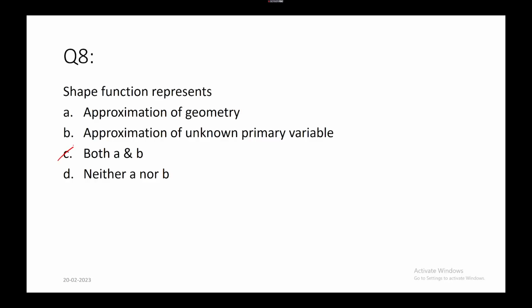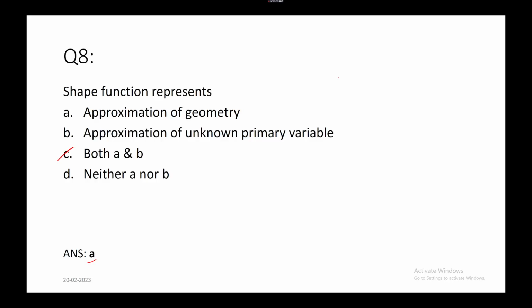Actually, this question is ambiguous. In some cases they consider it only for geometry, and in some cases they consider both the approximation of geometry and the unknown primary variable. What they have mentioned in our lecture is option A, but in some cases it can be both A and B.